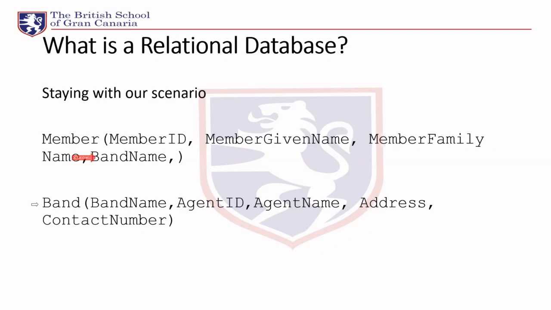Then we've got the band table. Okay, so they've got obviously the band name is the same here. Then there's the agent ID, the agent name, because each of these have got an agent that works with them, the address of where the agency is situated, and their contact number. So then the recruiters can get in touch with the agents and say, hey, I've got an event here, can you get in touch with a member or whatever?